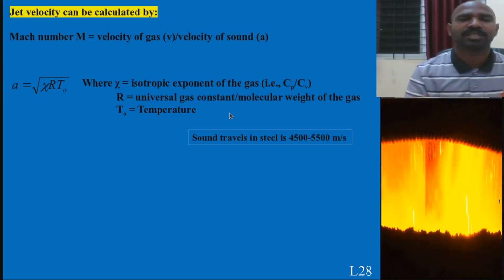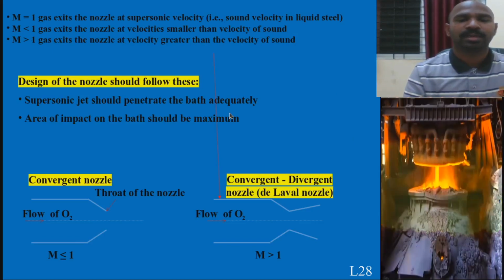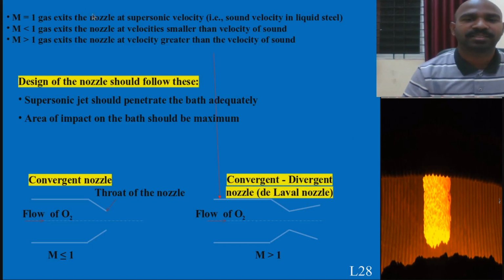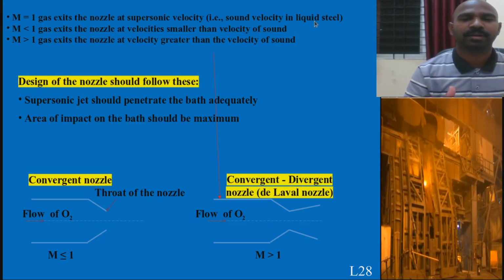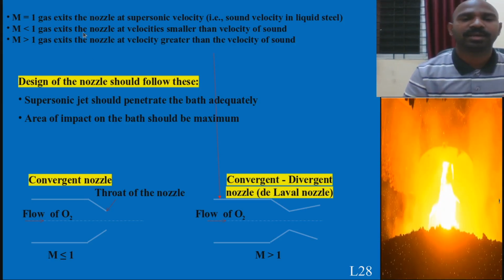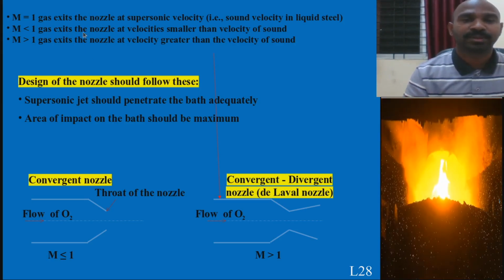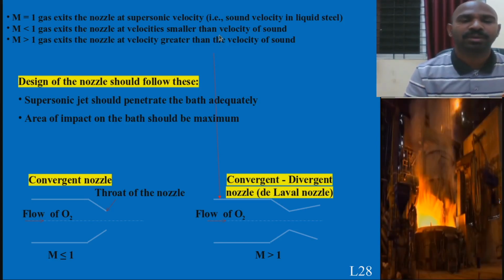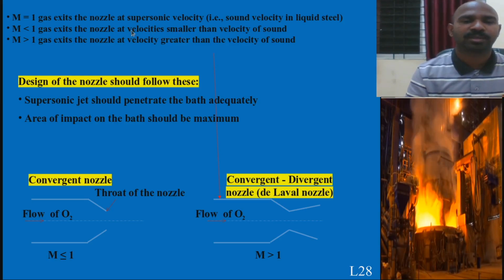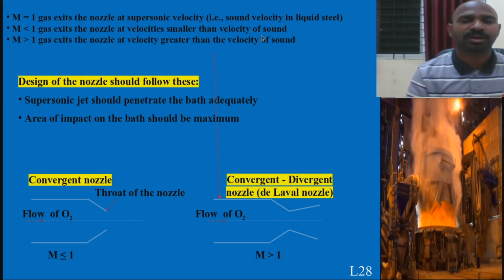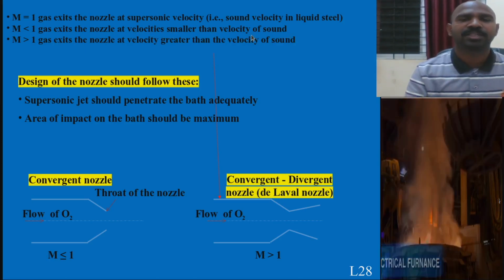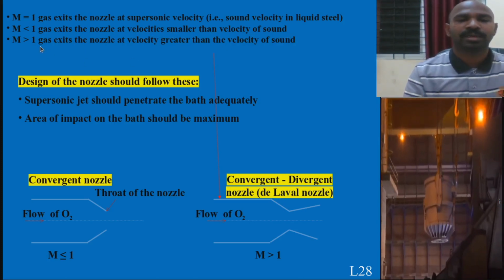You can calculate it, but there is another dependency. You can characterize this by the Mach number. If it is equal to 1, the velocity is equal to the sound velocity of the liquid steel. If it is less than 1, the oxygen exits the nozzle and interacts with the molten bath, that is, the velocity at the nozzle is smaller than the velocity of sound, the standard sound velocity in the steel.